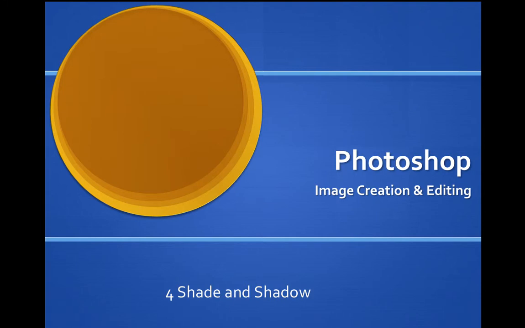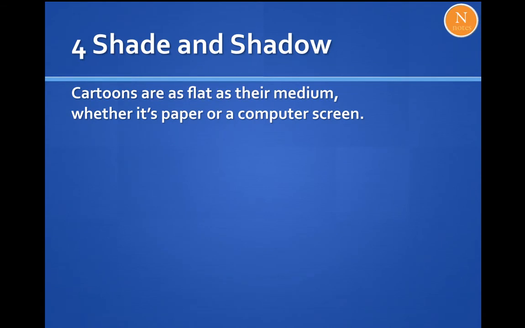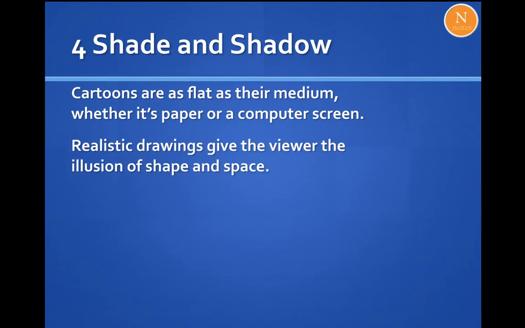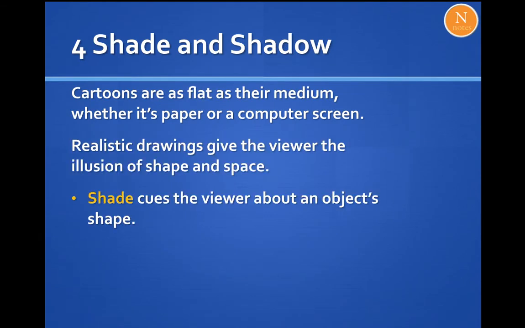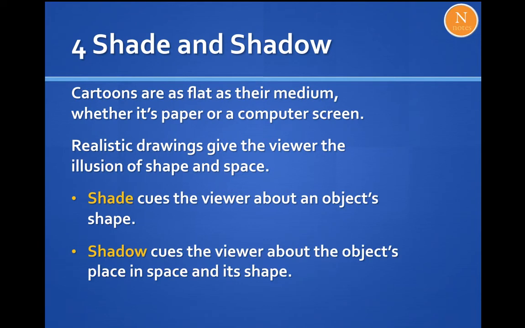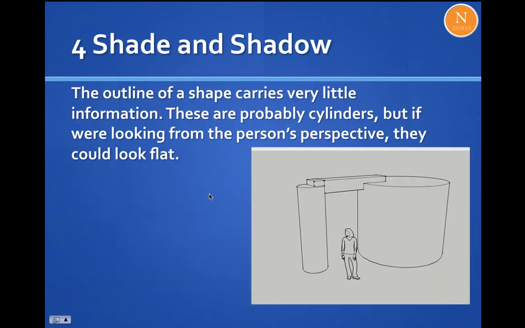Photoshop 4, we're looking at shade and shadow. Briefly, when you're looking at flat objects in cartoon style, they're just drawn as flat as the paper. They define areas. If we're giving the illusion of depth, of three dimensions, we have shade and shadow. Shade shows you the object's shape, and that's what we're going to focus on today.